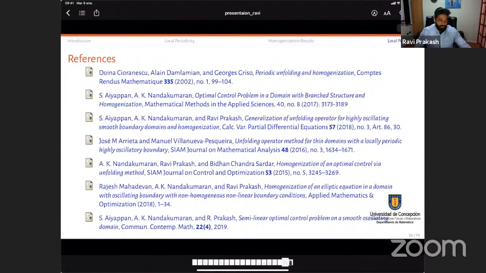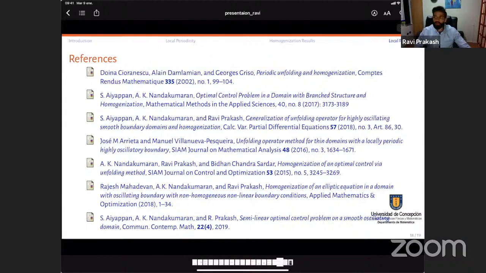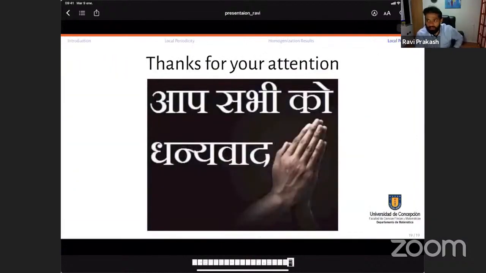Okay, so the last part, one more reference of Ayyappan, is the semi-linear optimal control in an oscillating boundary domain. Here we considered a problem with some non-linearity, and we considered the optimal control. We could find the asymptotic behavior, but we could not say that the limit problem is actually the optimal control problem. Okay, that's all I want to say. Thank you very much for your attention.